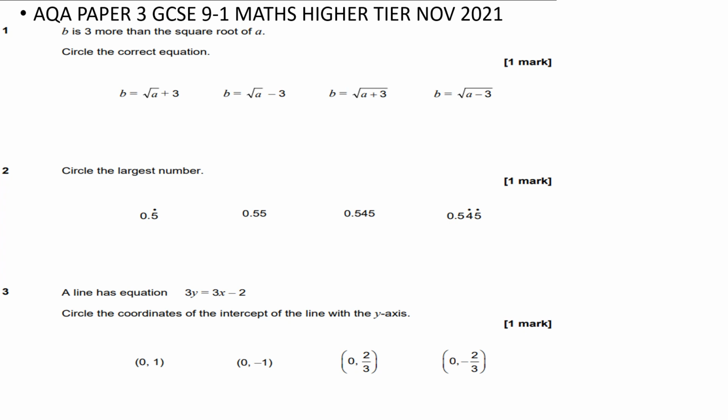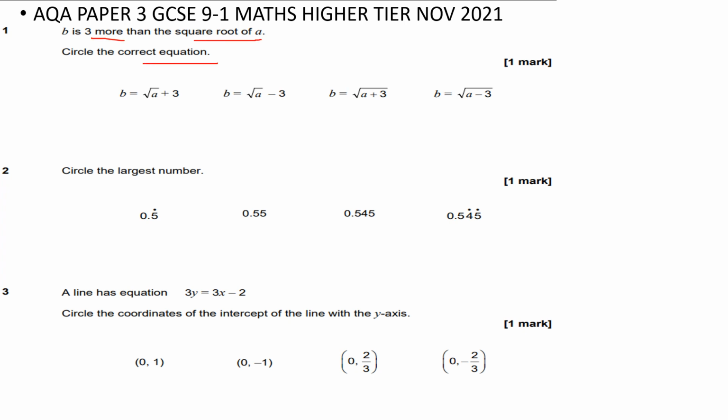GCSE 9-1 Maths, AQA Paper 3, exam style questions from November 2021, looking at the higher tier paper. Some of the later questions will also be from Paper 1 and Paper 2. This is question number 1: B is 3 more than the square root of A.